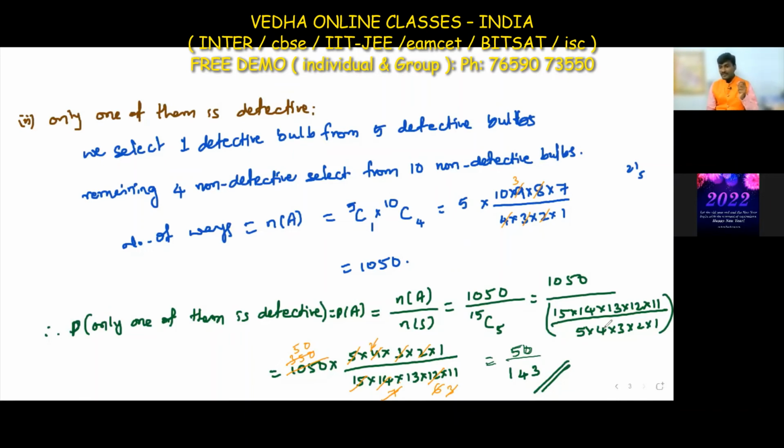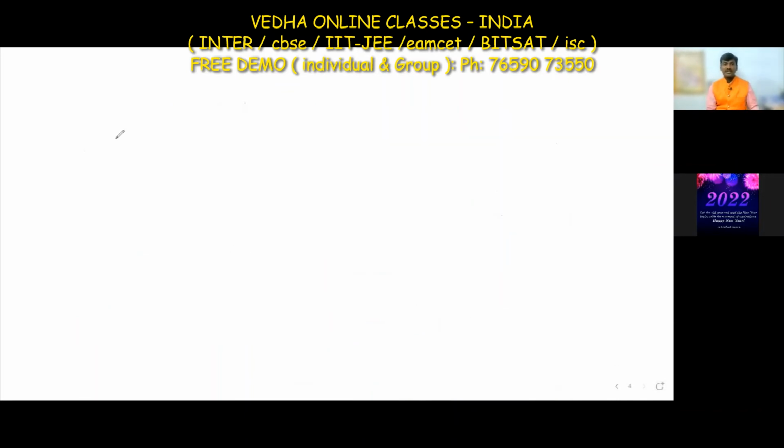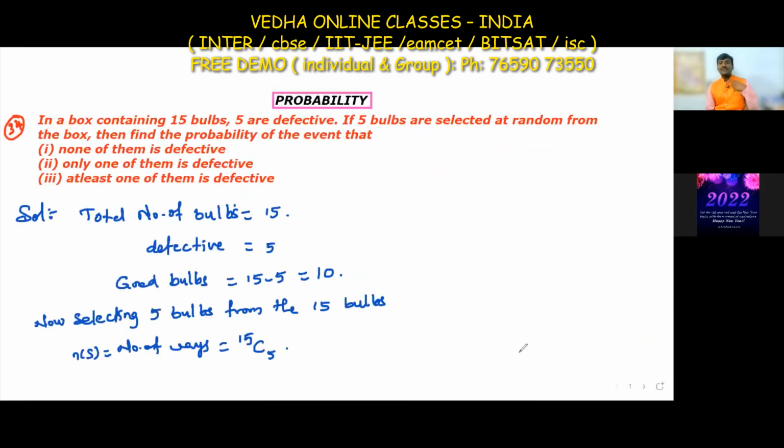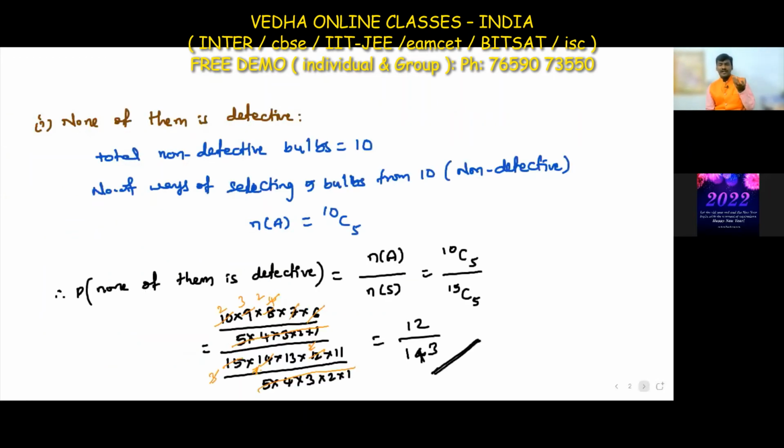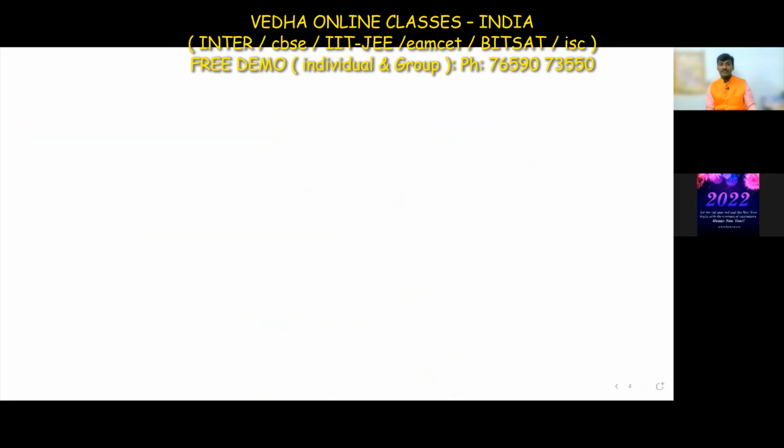Okay, and after that, what is the next question here? At least one of them is defective. Here none of them is defective means nothing is defective, all are good bulbs. At least one means if you subtract this, that is none. It may be one defective, two defective, three defective, 5 out of 5 defective. That is the question. So he is asking probability of A complement for the first one.